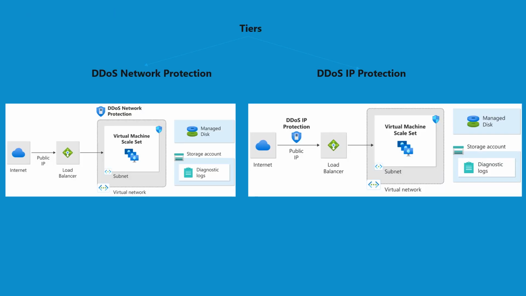Azure DDoS protection can be configured in two tiers. The first is Network Protection, and the second is IP Protection. Azure DDoS Network Protection, combined with application design best practices, provides enhanced DDoS mitigation features to defend against DDoS attacks. It is automatically tuned to help protect your specific Azure resources in a virtual network. DDoS IP Protection is a pay-per-protected-IP model. So there are two, and you need to choose.